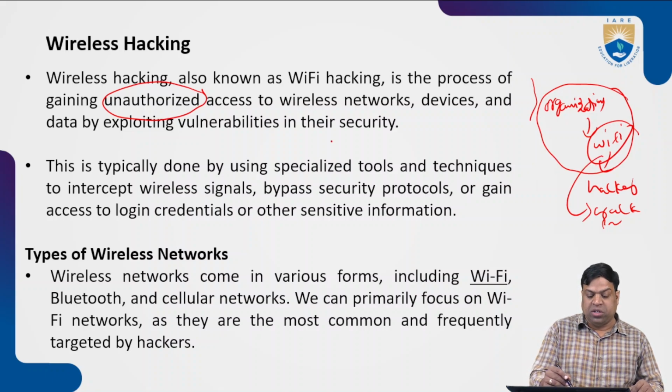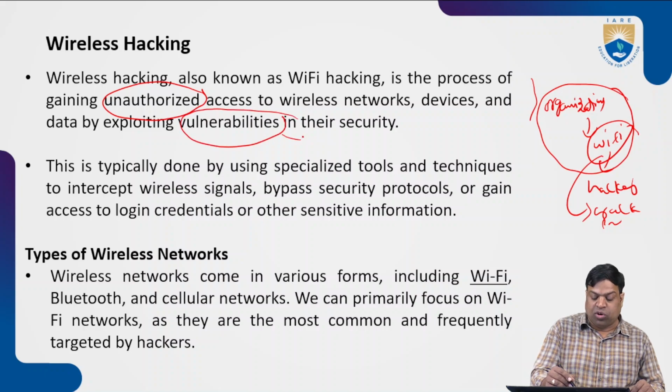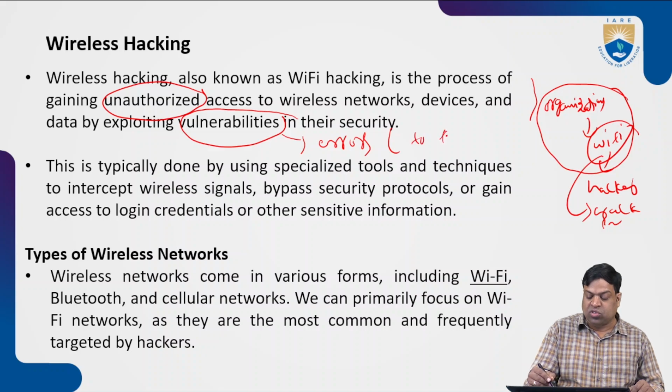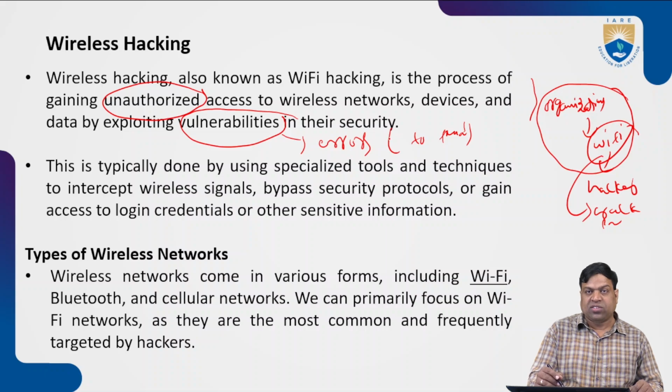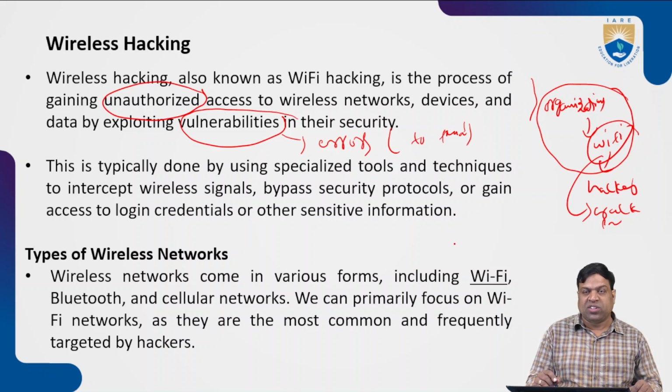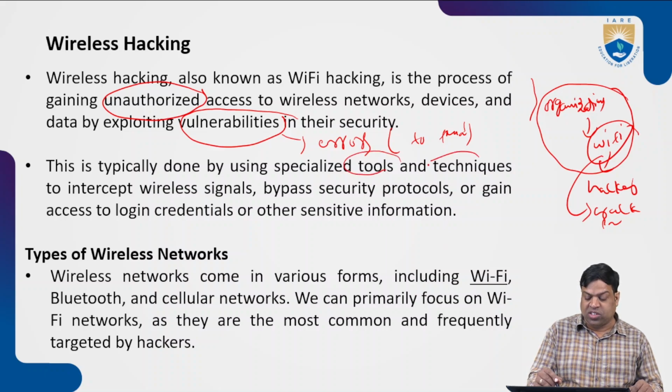How they are entering will depend on their vulnerabilities. Vulnerabilities means the errors they find. So what loopholes are there in the organization Wi-Fi, they can find the errors and enter with unauthorized access. And it is using specialized tools and techniques to intercept wireless signals, bypass security protocols, or gain access to login credentials or other sensitive information. So what tools are they using? What techniques do they have to use? We will discuss that now.